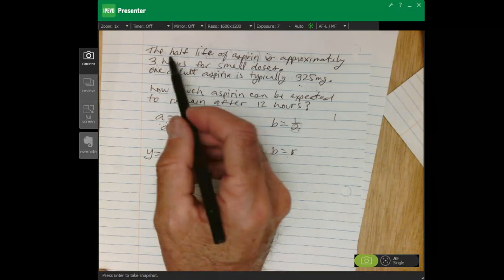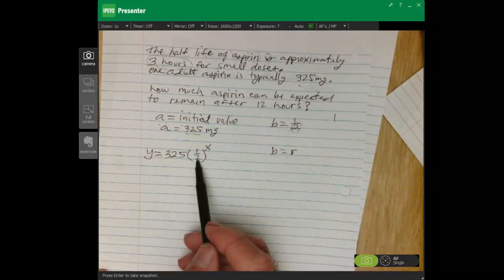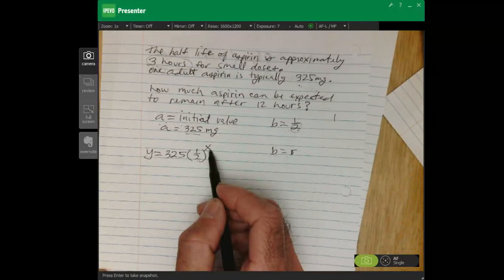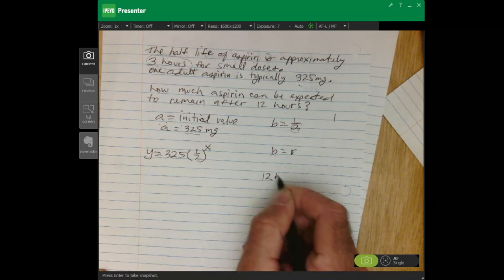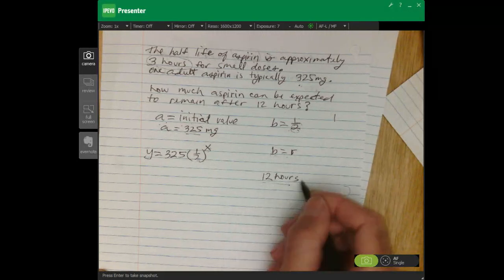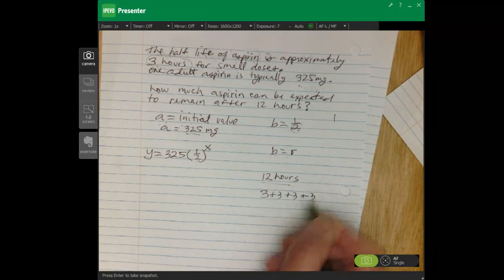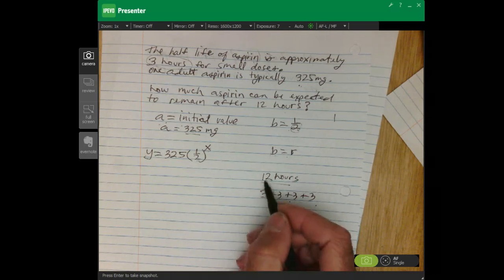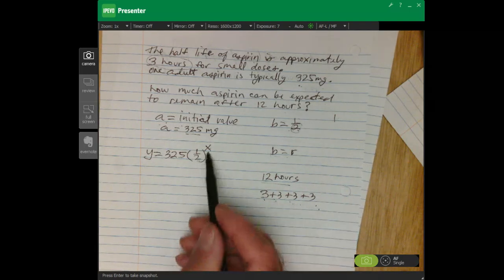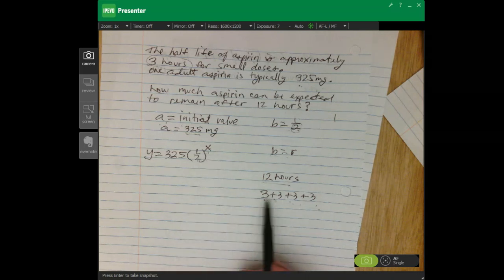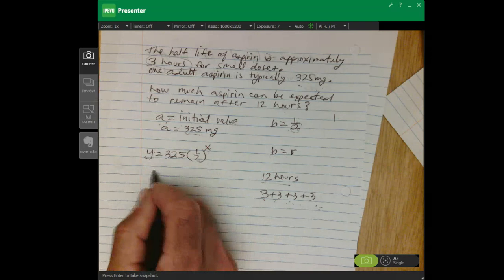So that's what our equation looks like. The only tricky thing about this is that we're not counting years, right? We're counting 3-hour chunks. So every 3 hours it goes down by 1/2, not every hour. So that's one thing you have to be a little careful with. How much aspirin can be expected to remain after 12 hours? Well, if you think about that, 12 hours, in groups of 3, would be 4 groups of 3, right? So to go 3 hours at a time, that's 4 different time frames. So we're not going to count this as ones. We're going to count this as the number of 3s. I hope that isn't too confusing.